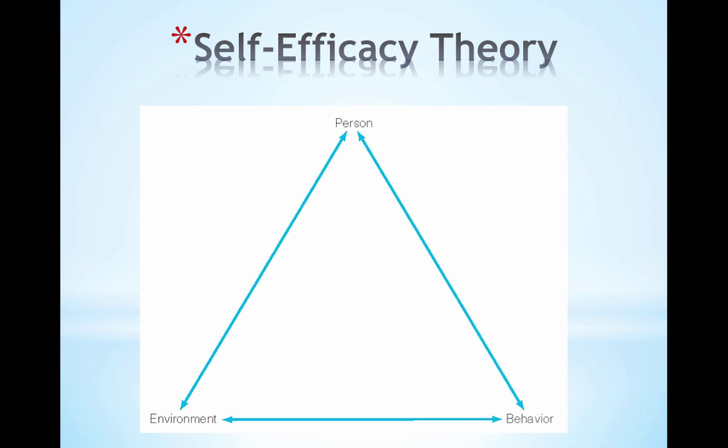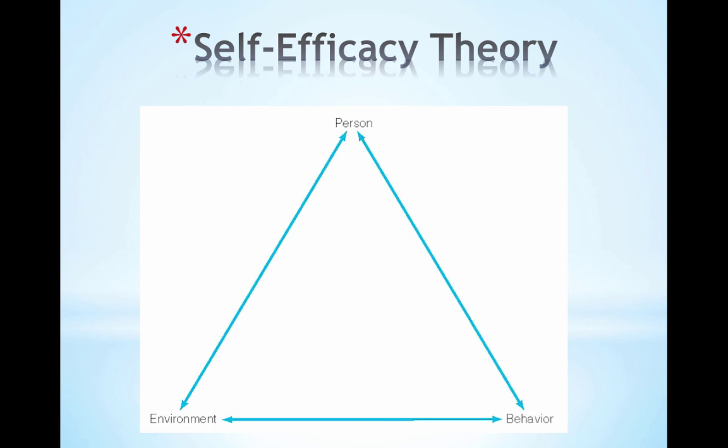So this can be represented by this triangle here, showing us that these three different factors on the points of the triangle are going to interact with and influence each other. So my environment is going to be impacted by my personality and my cognition, as well as my behaviors. All three of these things are going to interact, and they're going to determine whether or not I adhere to a model of health treatment or preventative regimen.